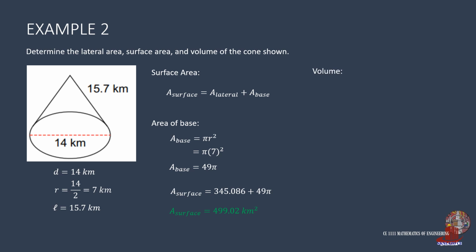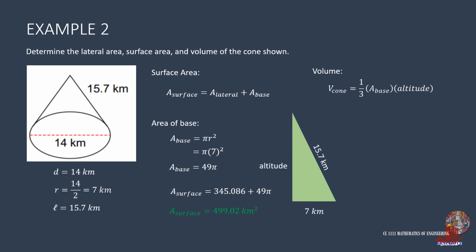The volume, on the other hand, is solved as a third of the area of the base times the altitude. The altitude is generated from the right triangle comprising the axis, slant height, and the radius of the base. The altitude is then the root of the difference of the squares of 15.7 and 7, which becomes 14.05 km. Thus, the volume of the cone is a third of 49 pi times 14.05, which becomes 720.941 cubic kilometers.